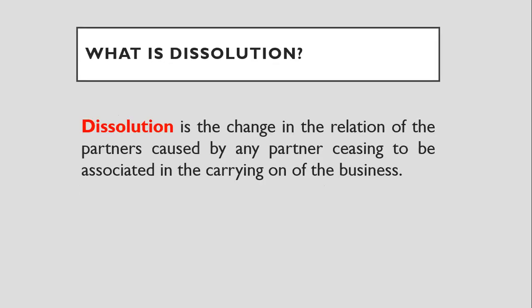What is dissolution? Dissolution is the change in the relationship of the partners caused by any partner ceasing to be associated in the carrying on of the business. For example, partners A, B, C, and then partner C decided to get out from the partnership, then that would result in a dissolution of the partnership A, B, and C.